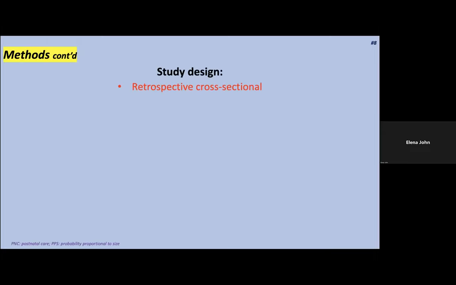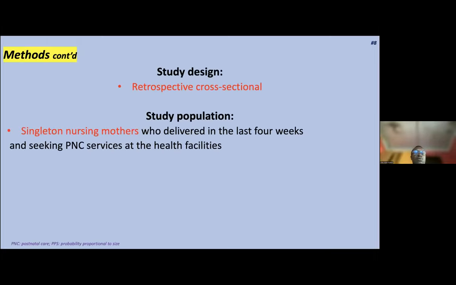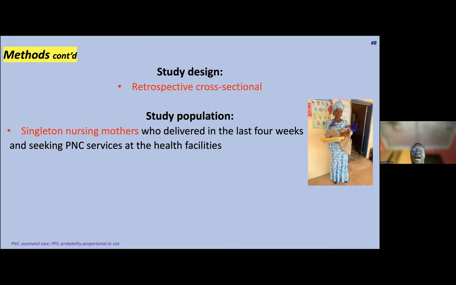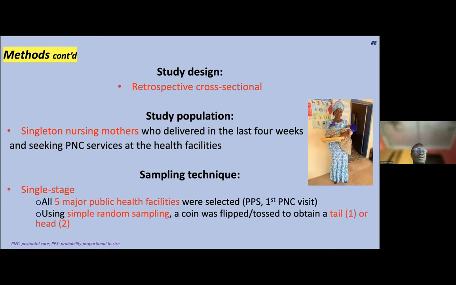The study design was a retrospective cross-sectional one, and the study population was made up of nursing mothers who had delivered only one baby in the last 4 weeks and were also seeking postnatal care services at the 5 public health facilities. The picture on the right here shows a mother who was interviewed with her baby. The sampling technique was single stage, and simple random sampling was used.